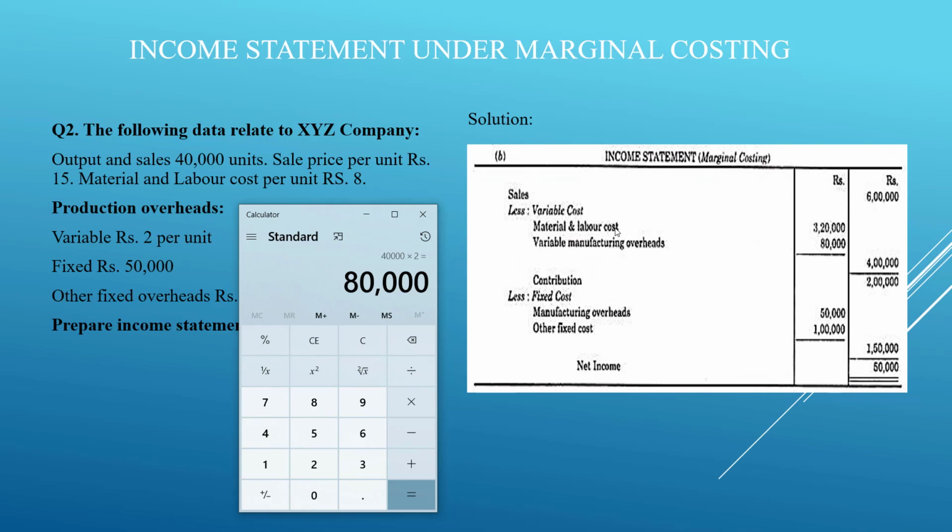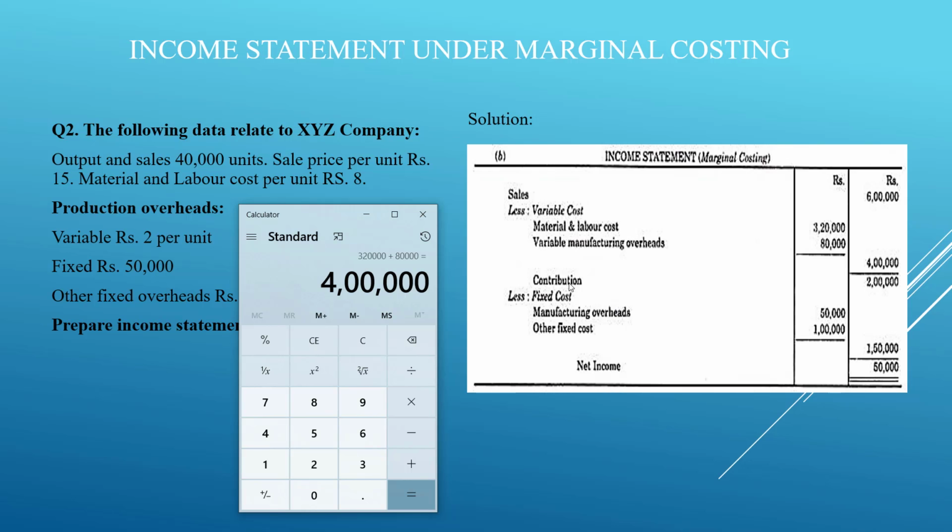So in total, the material and labor cost is 3,20,000. Variable manufacturing overhead is 80,000, that is 40,000 into 2. When we add this, 3,20,000 plus 80,000, we get the value as 4 lakh. So this is the variable cost. Now from this variable cost, how to find out the contribution? The sales value has to be minus. Sales is 6 lakhs minus variable cost 4 lakh. We get the contribution as 2 lakh rupees, right?